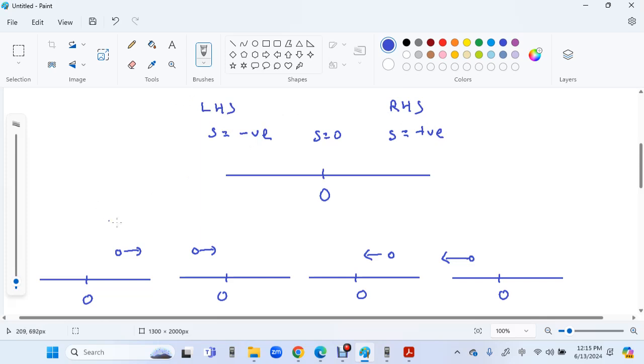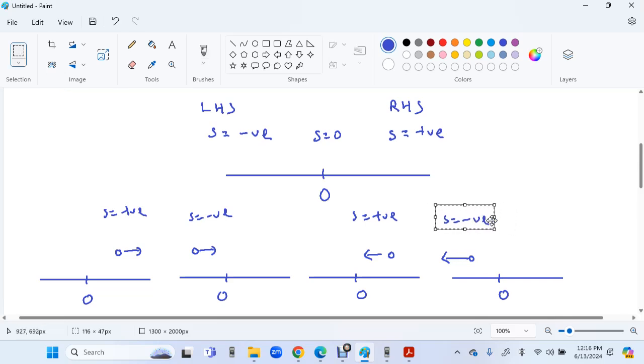So for these 4 cases, this displacement is positive, positive. Displacement negative, negative. For this one, displacement positive, displacement negative, displacement positive, and displacement negative. Okay, the direction is different, but we look at the location only.